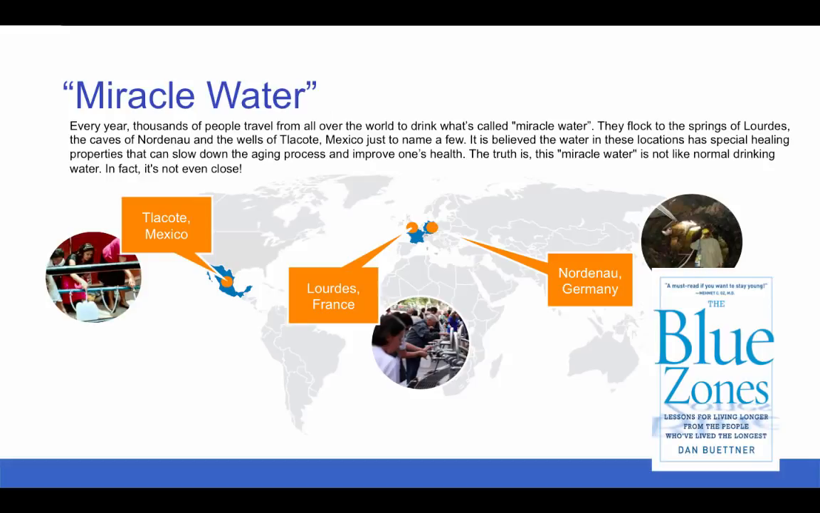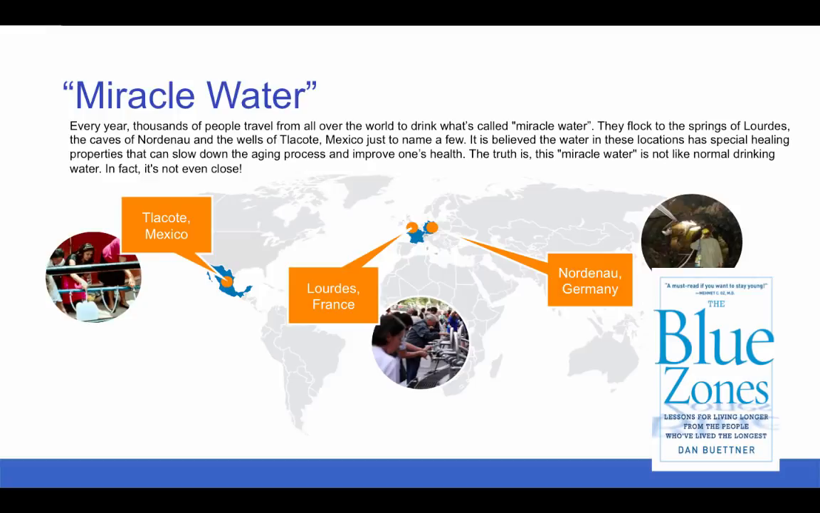And of course, many of you are familiar with the beginning of the presentation. Generally, they'll talk about the miracle waters that exist all over the world. Well, here we wanted to do something a little different. You can see the globe, the map in the background, and you see Tlacote, Mexico, Lourdes of France, Nordenau, Germany, and up above it talks a little bit about the history and how people were discovering this miracle water and how it was helping them with their health.